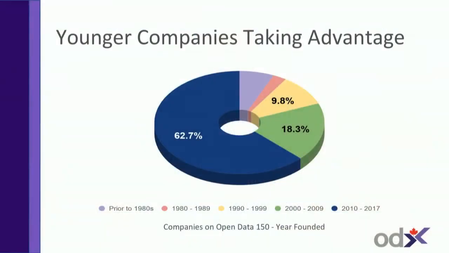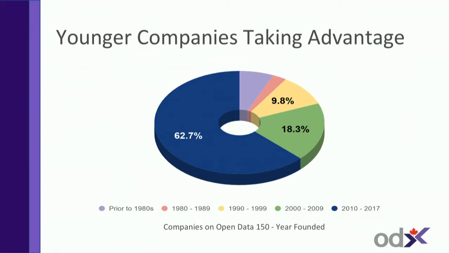So I was taking a look at the Open Data 150, and for those that aren't aware of what the Open Data 150 is, it was a project undertaken by ODX over the last couple of years to survey companies in Canada and understand how they use open data. It asked a number of questions: what types of data do you use, what sources do you pull this data from, how are you actually using that information.